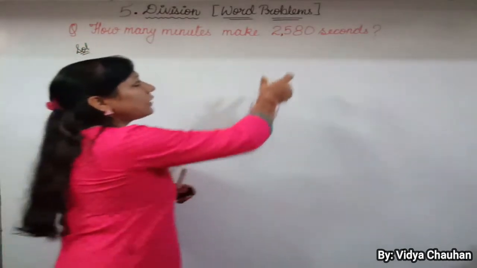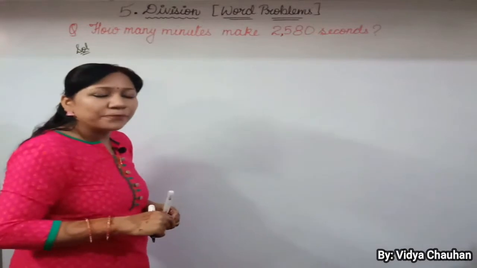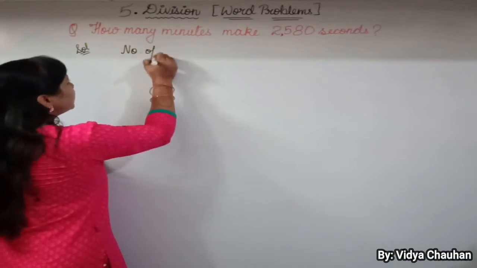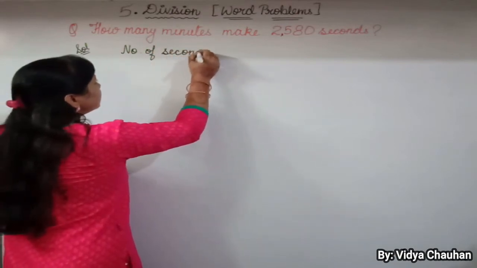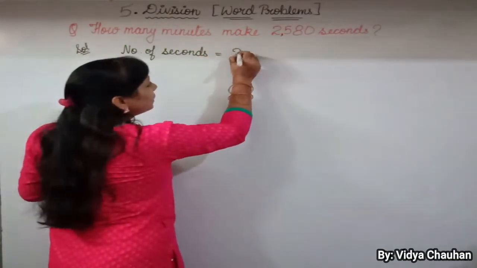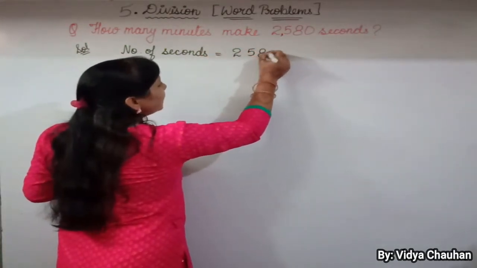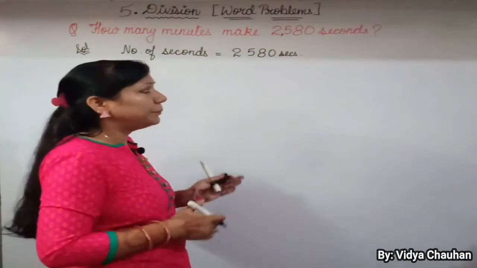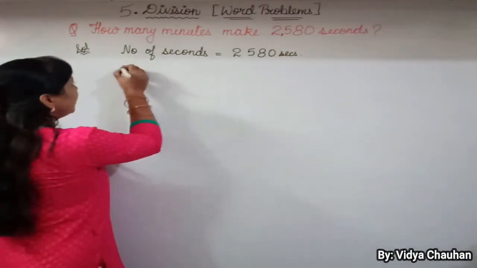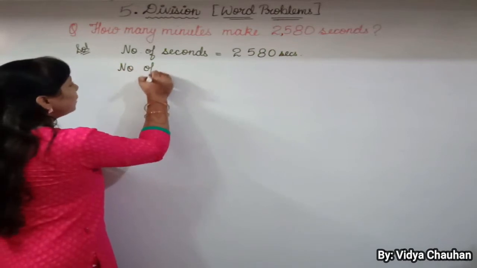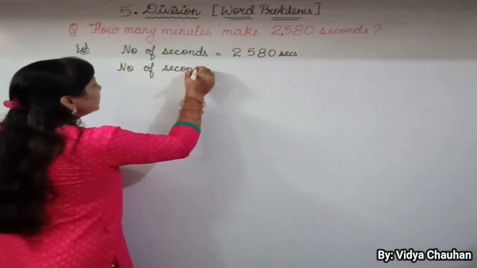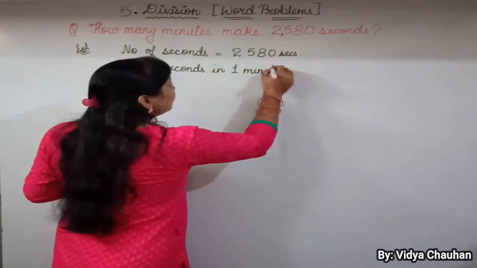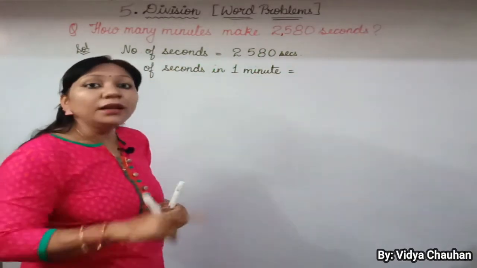Since you have to convert these seconds into minutes, the first statement will be number of seconds. How many seconds are given to you here in the question? 2580 seconds. And we need to change it into minutes. How many minutes is it making? So very first, what is the number of seconds in 1 minute?